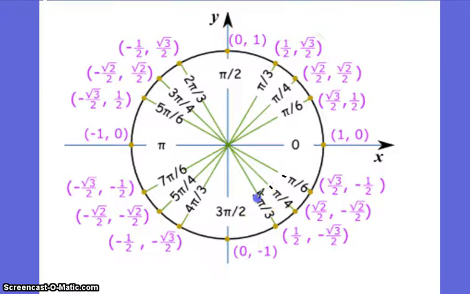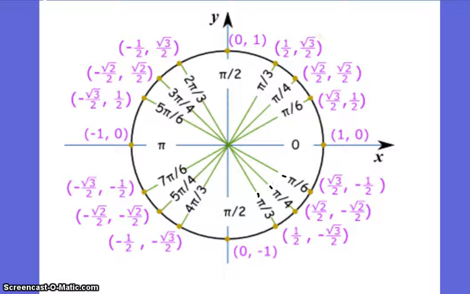So 5 pi over 3, we would call that location negative pi over 3. And again, it all goes back to how we refer to the domain. And 3 pi over 2, we're actually referring to in this context as negative pi over 2.